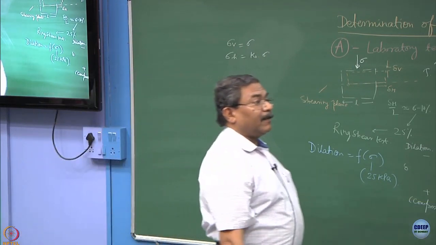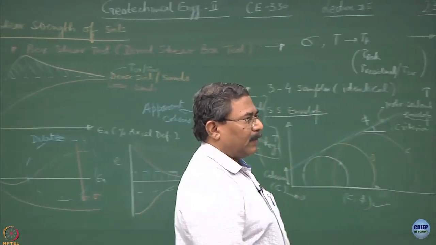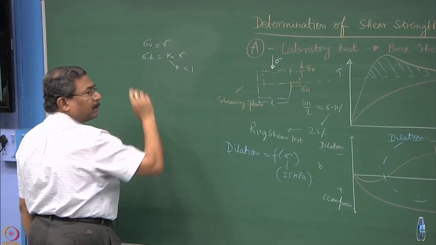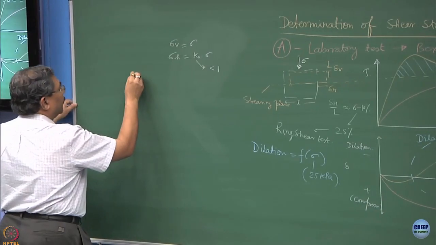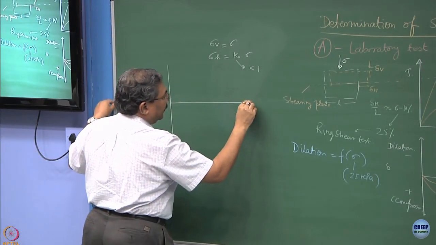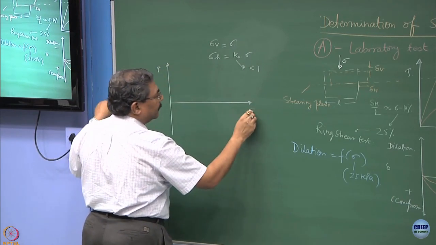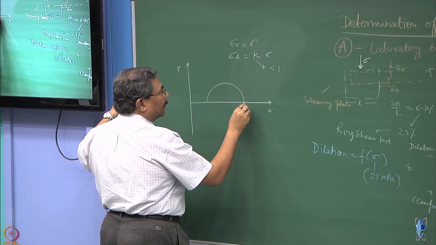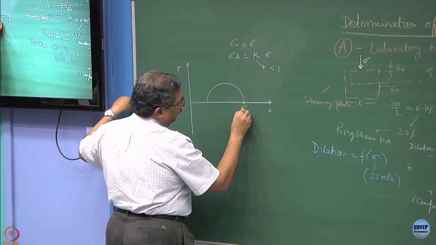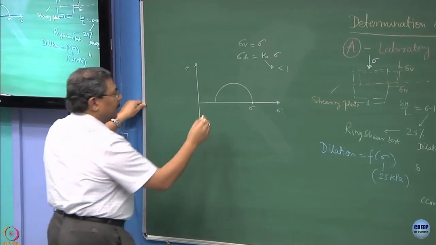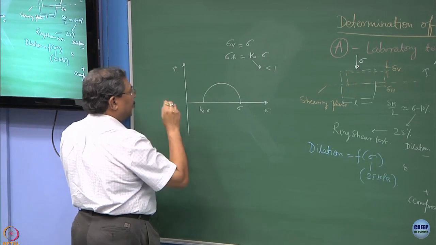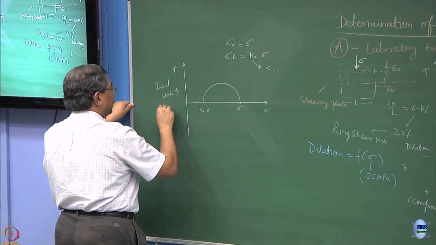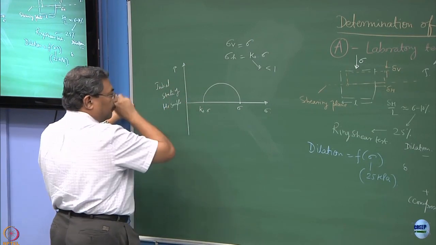Draw the Mohr circle for this. You can draw it easily, no issues. And normally K naught is going to be a number which is less than 1. So that means on a tau sigma plane, the initial state of stress of the sample would be, this is, let us say, sigma value and this will become K naught times sigma. Initial state of the sample, clear?